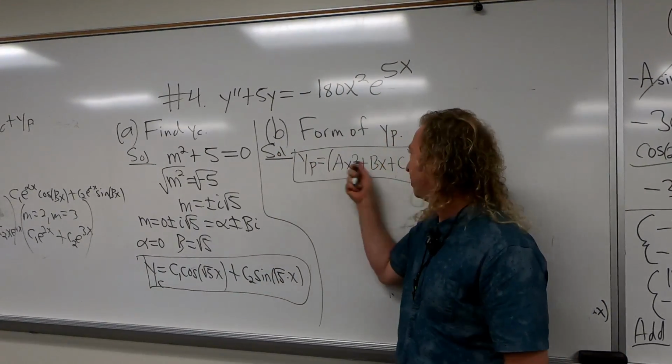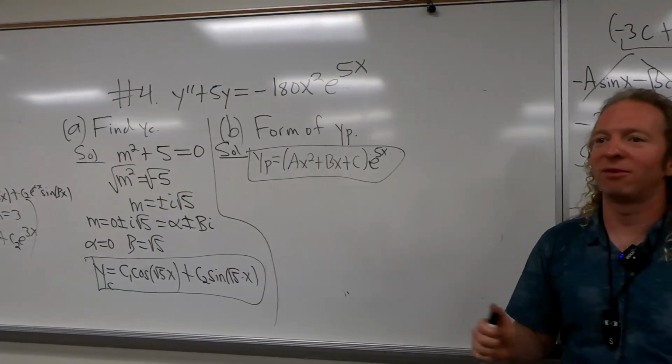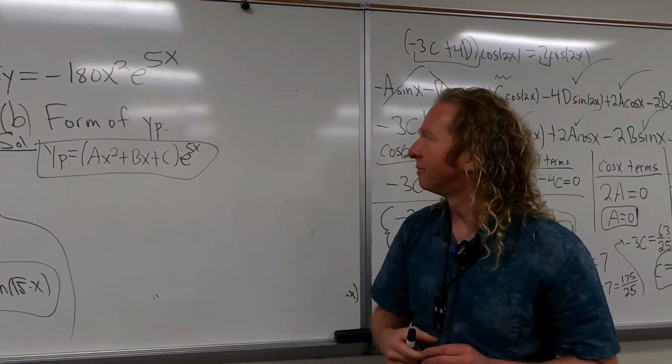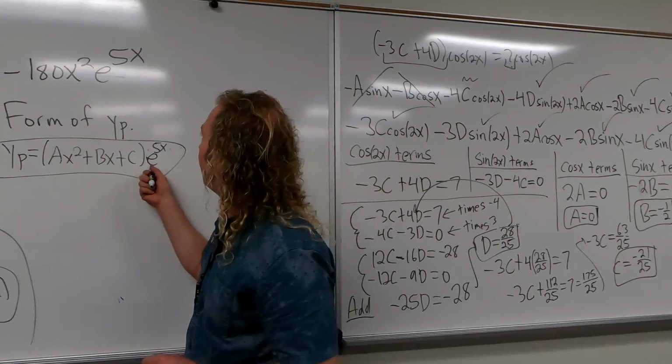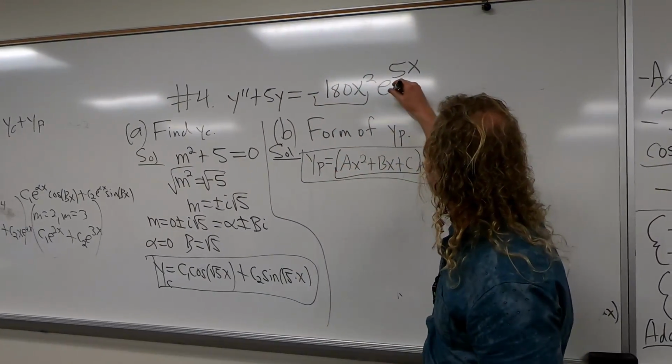You look here. Nothing repeats, right? Why do you only write the e to the 5x? The constant is redistributed to the other constants. Because this is your quadratic. This gives you this, and this just hangs out.